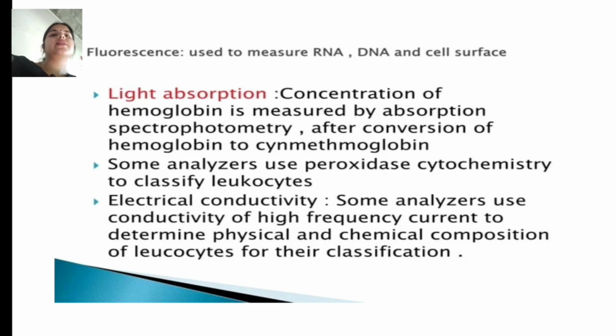In today's class, I discuss light absorption. The concentration of hemoglobin is measured by absorption spectrophotometry, after conversion of hemoglobin to cyanmethemoglobin. Some analyzers use peroxidase cytochemistry to classify the leukocytes. Electrical conductivity: some analyzers use the conductivity of high frequency current to determine the physical and chemical composition of leukocytes for their classification.